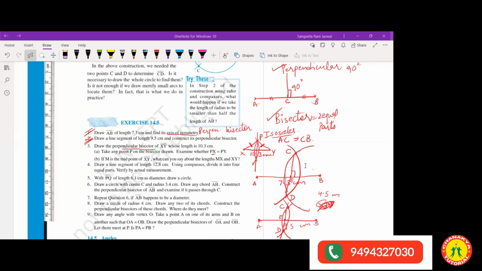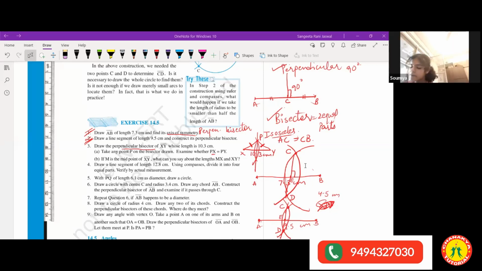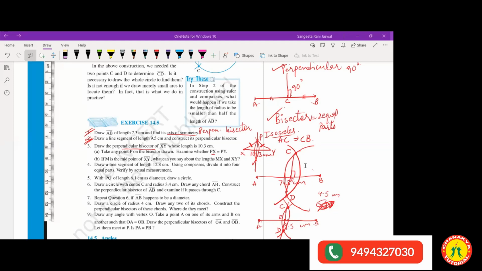Ma'am, I'm writing the steps of construction. Okay. Lasya, how much have you done? Ma'am, I'm constructing, it's taking too long. Soumya? Ma'am, I'm forming the steps of construction. Yes, ma'am. Okay, do it fast.